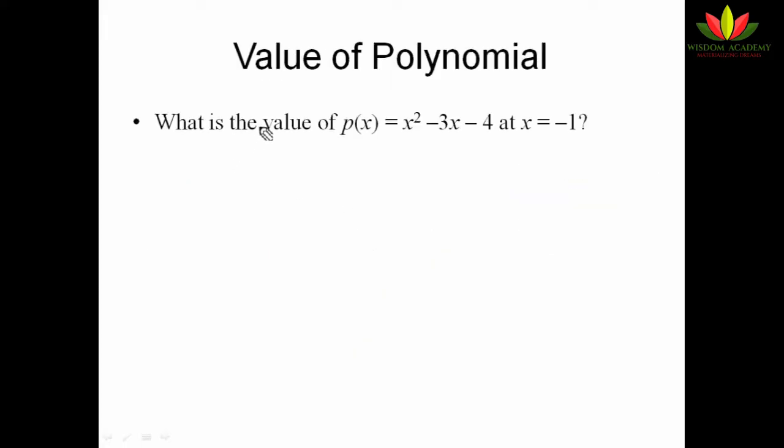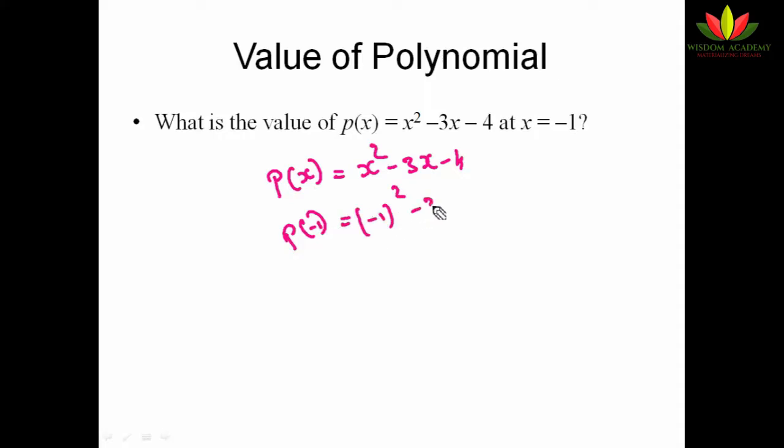Value of a polynomial. Here, if I ask, what is the value of p of x equal to x square minus 3x minus 4 at x equal to minus 1? It means that x should be replaced with minus 1. That is, p of x can be written as p of minus 1, to find the value of p of x when x is equal to minus 1. It means I will replace all the x by minus 1. So minus 1 the whole square, minus 3 into minus 1, and minus 4. This leads to 1 plus 3 minus 4, that is actually 0. So the value of the given polynomial will be 0.